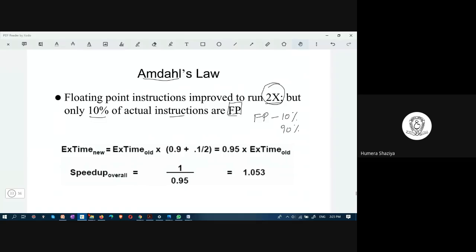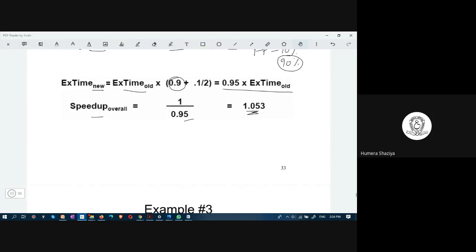All right. So here also, execution time new equals execution time old, how much time it used to take to execute, times 0.9, where 0.9 means 90% are non-floating point, plus 0.1 divided by 2, that is 0.05, so 95% times execution time old. This would give the execution time for new. And speed up is 1 over 0.95. Overall speed improvement will be this much. It is not double, it is just 1.053 overall speed up, because 90% are non-floating point.